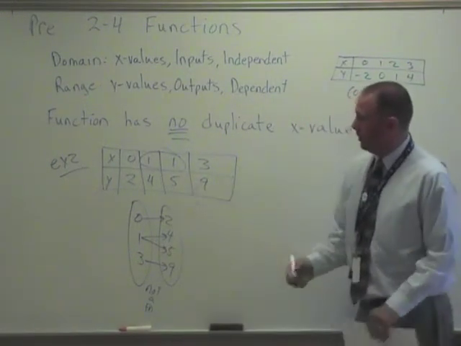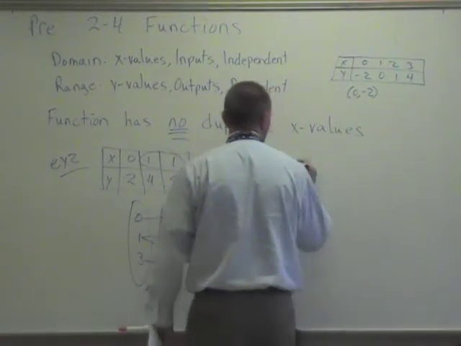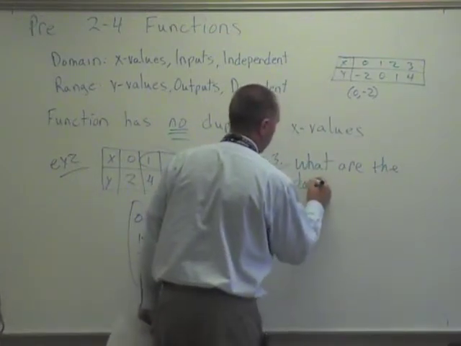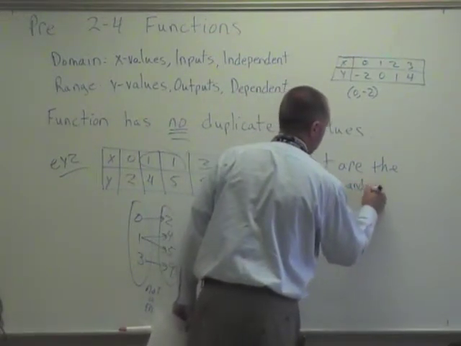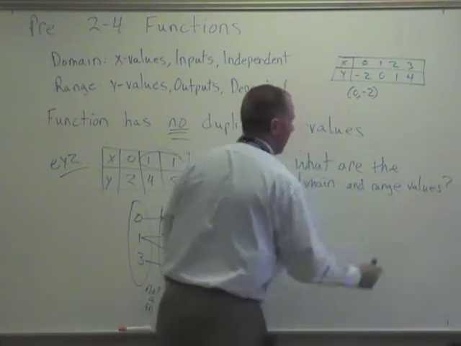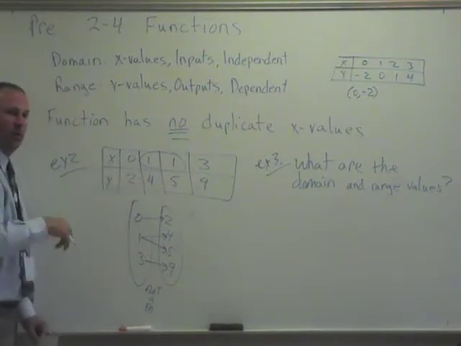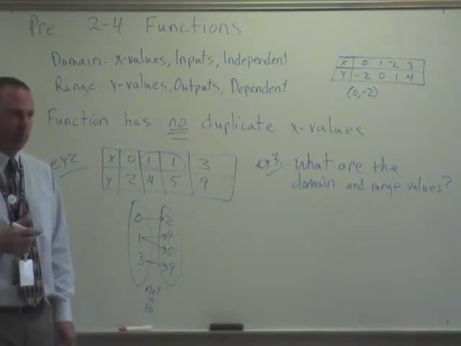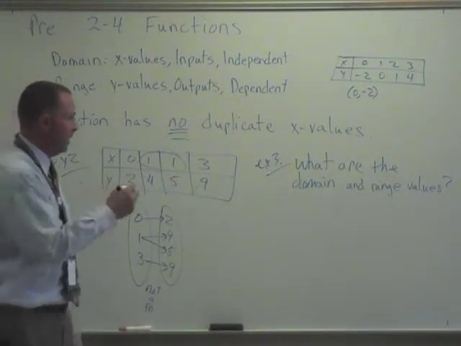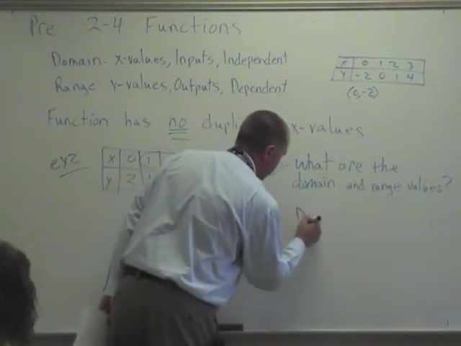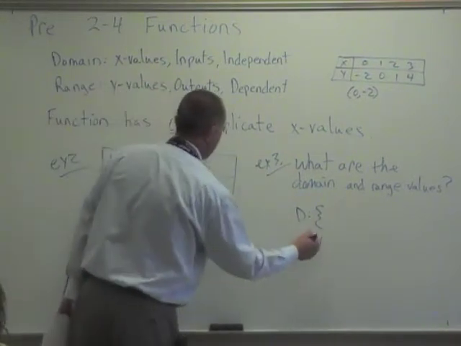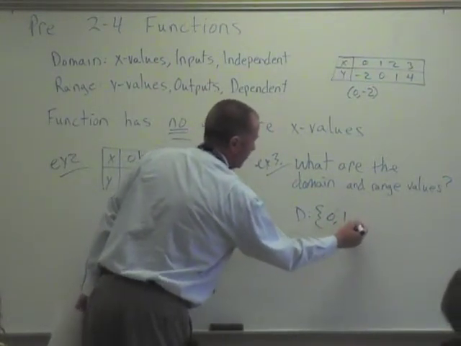All right. Another thing that you're going to be asked is this. What are the domain and range values? And this is how you need to answer this problem. Given this example, what are the domain and what are the range? First of all, tell me, what's the domain? What are the domain values? The x values. Yeah, and here's how I want you to write it. So, domain, you're going to write it like this. A D with a little squiggly line, 0, 1, and 3.